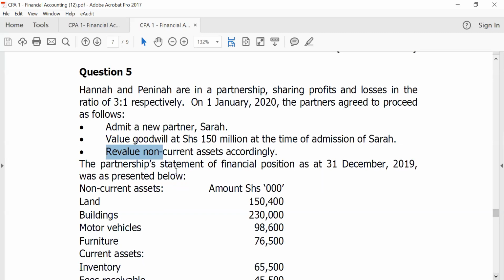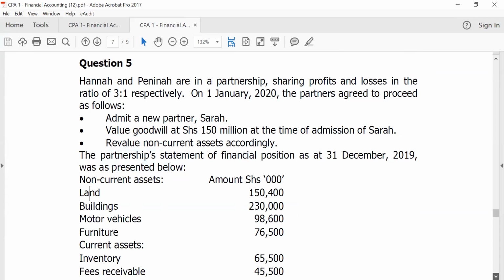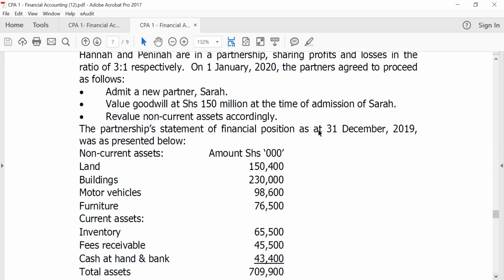So they're telling us that the partnership statement of financial position as at 31st December 2020 was presented as below. So we have land, which is 150,400, buildings, motor vehicle, furniture, and so on. So this is what we have as at 31st December 2019.